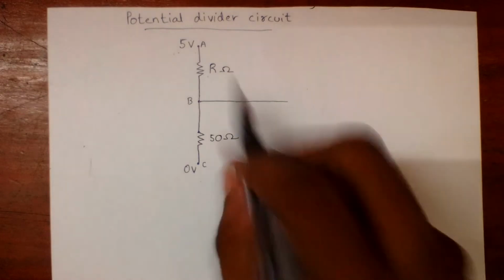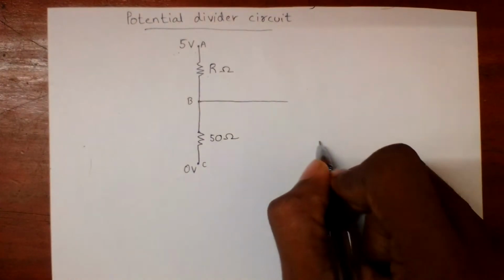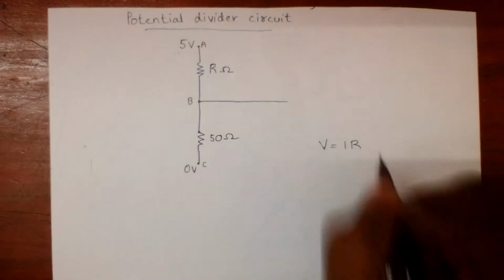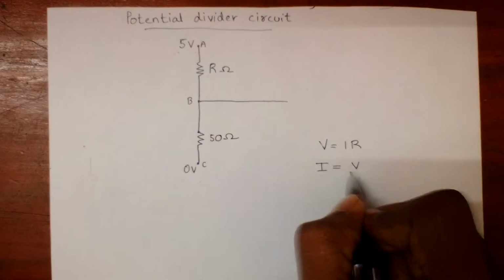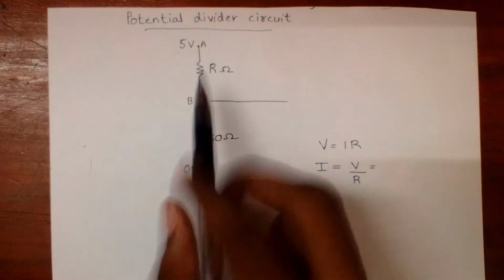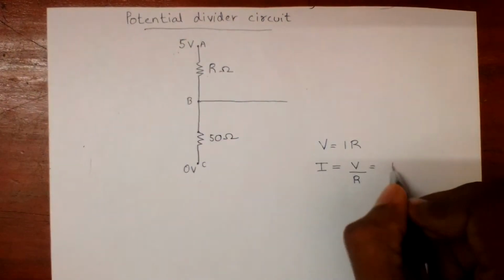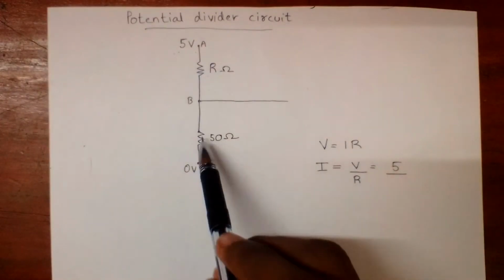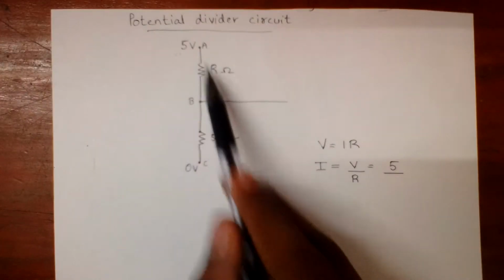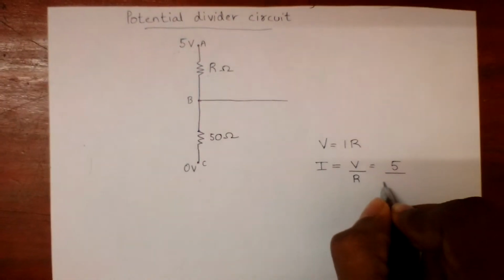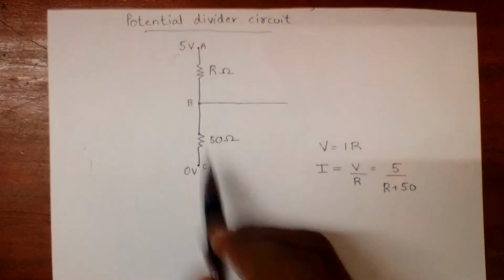Now let's calculate the current through this wire. By the formula V is equal to IR, we get current I is equal to V by R. The potential difference across this wire is 5 volt, and the total resistance through which the current passes, since the current goes through this and this, is R plus 50. So this is our current through this wire.